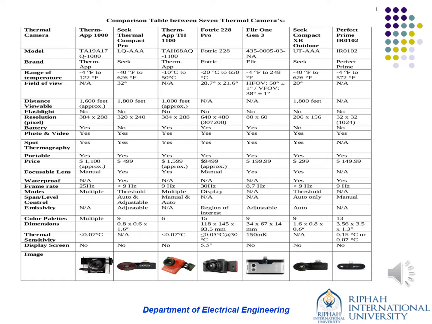And there are different thermal cameras, like Thermal App 1000, Seek Thermal Compact Pro, Thermal App TH110, Fortrix 228 Blow, Flare 1 Generation 3rd, Seek Compact XR Outdoor, and Perfect Prime IR 0102. These are the cameras that have their own specs, and each camera is better than the other one.